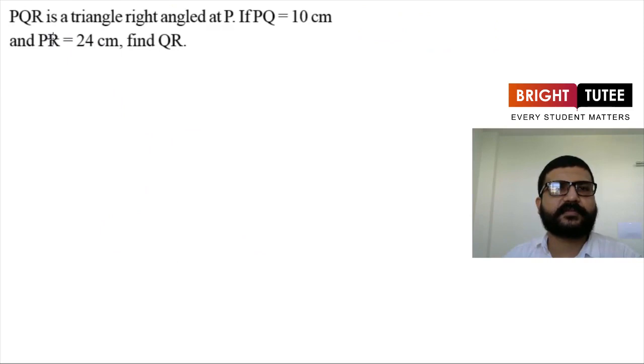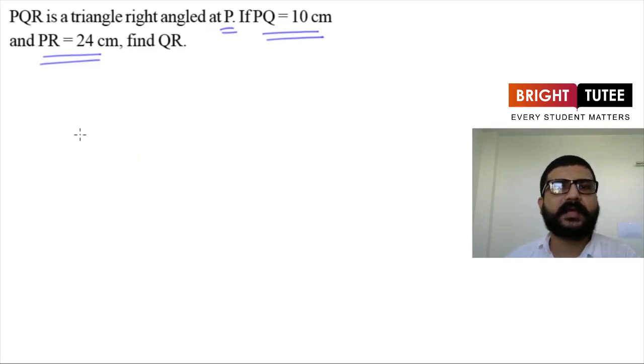So this is the first question. It says PQR is a triangle right angled at P. If PQ is 10 centimeters and PR is 24 centimeters, we have to find the length of QR. Now how we can do this? For this, let's draw a rough sketch of the triangle first.